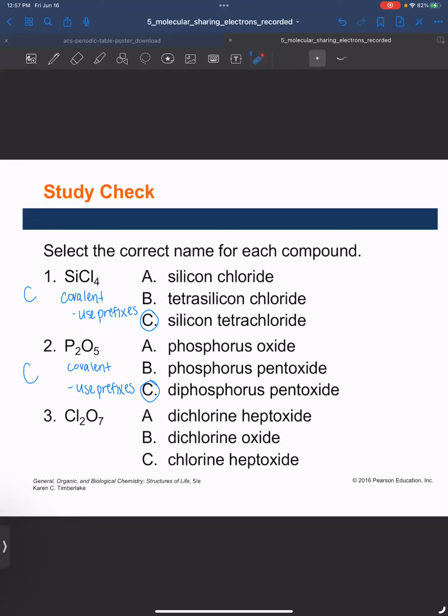And then the next one, we have chlorine and oxygen, 2 nonmetals, meaning that we're working with something that's covalent. And so therefore we need to use prefixes, and I need to use the full name of chlorine here. So dichlorine. So I see it could be one of these 2 here, not this one. And then 7 oxygen. What's the prefix for 7? Hepta. Because it'd be heptaoxide, we dropped the A, and it turned into heptoxide. So the answer choice is A. Dichlorine heptoxide.